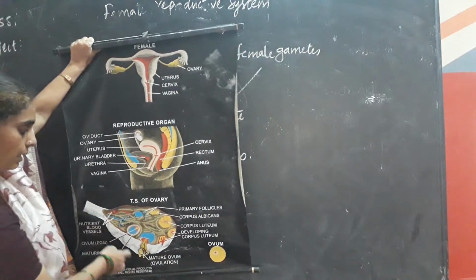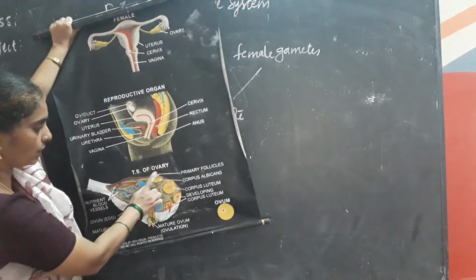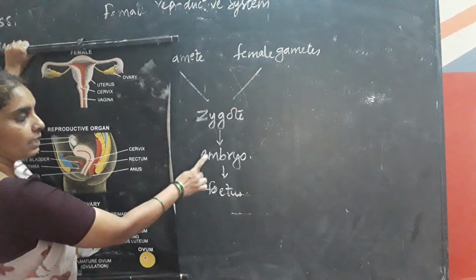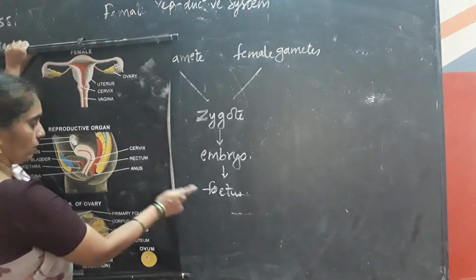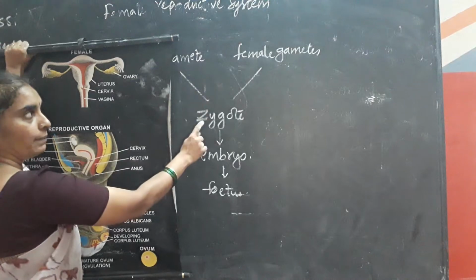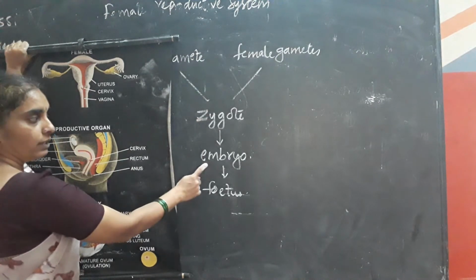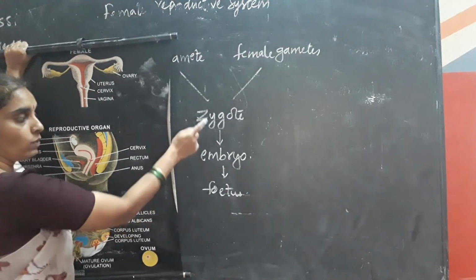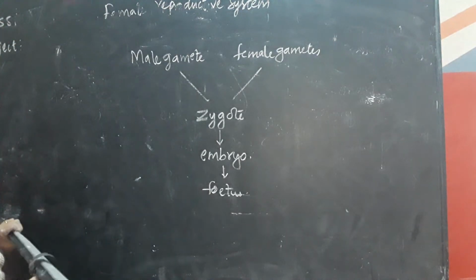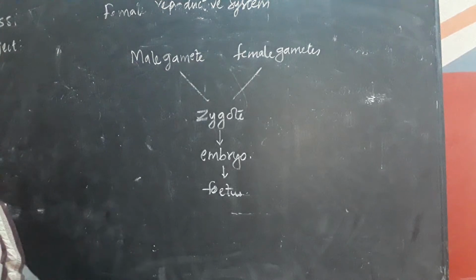Is it clear, children? The ovum develops into the zygote after fusion of male and female gametes, and the zygote develops into the embryo, and the embryo, after repeated divisions, further develops into the fetus.